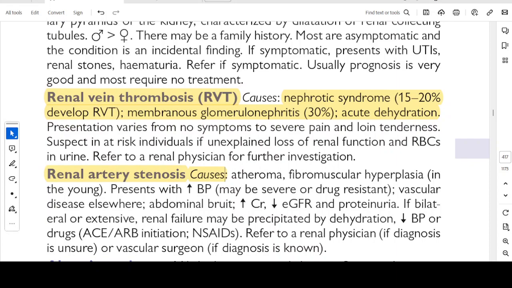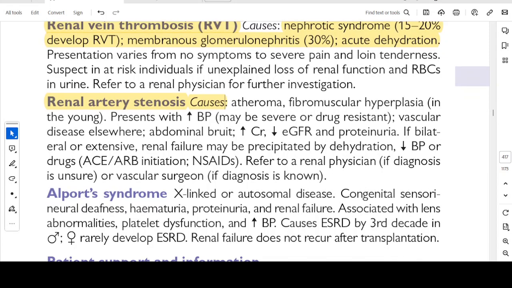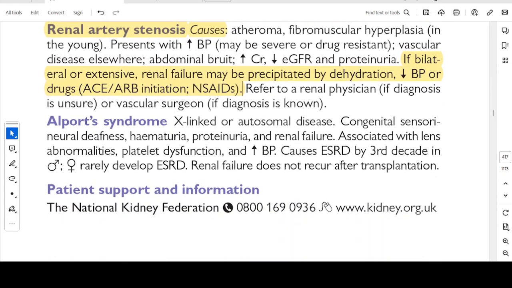Renal artery stenosis. Causes are atheroma, and fibromuscular hyperplasia in the young. Presents with high BP, which may be severe or drug-resistant hypertension. Vascular disease elsewhere in the body, abdominal bruit, increase in creatinine, decrease in eGFR and proteinuria. If bilateral or extensive, renal failure may be precipitated by dehydration, low BP or drugs like ACE inhibitor initiation or NSAIDs. Refer to a renal physician if the diagnosis is unsure or vascular surgeon if diagnosis is known.